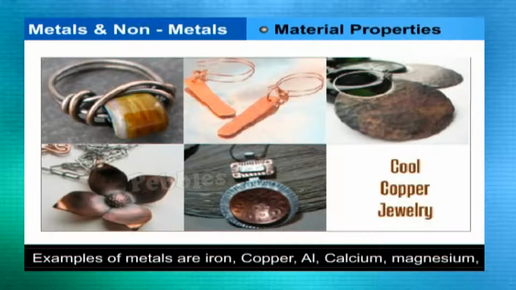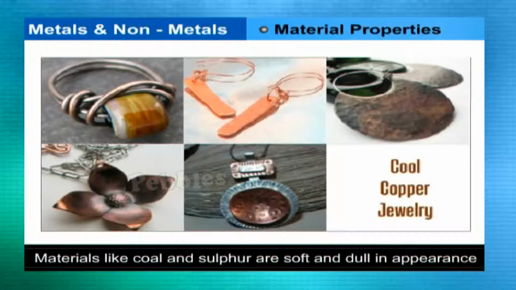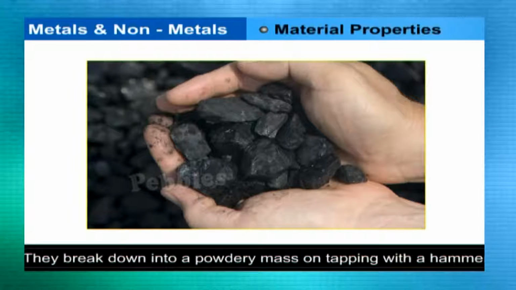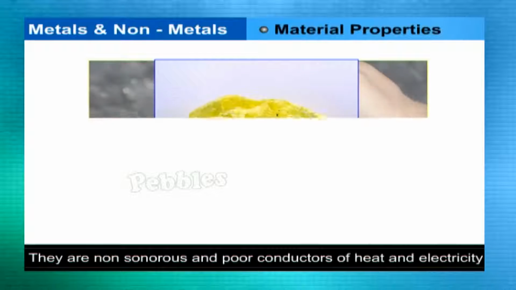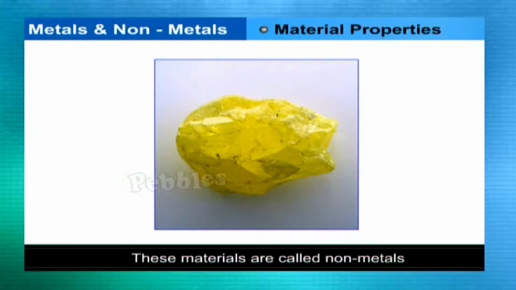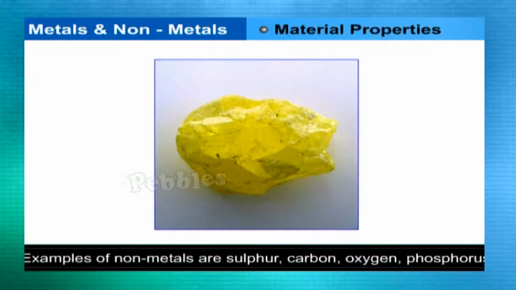In contrast, materials like coal and sulfur are soft and dull in appearance. They break down into a powdery mass on tapping with a hammer. They are not sonorous and are poor conductors of heat and electricity. These materials are called nonmetals. The examples of nonmetals are sulfur, carbon, oxygen, phosphorus, etc.